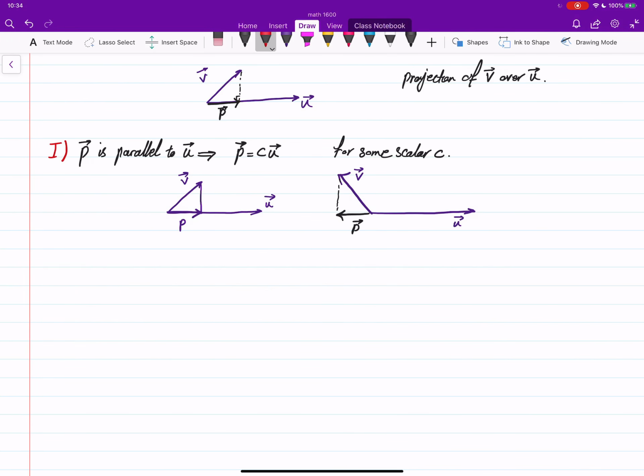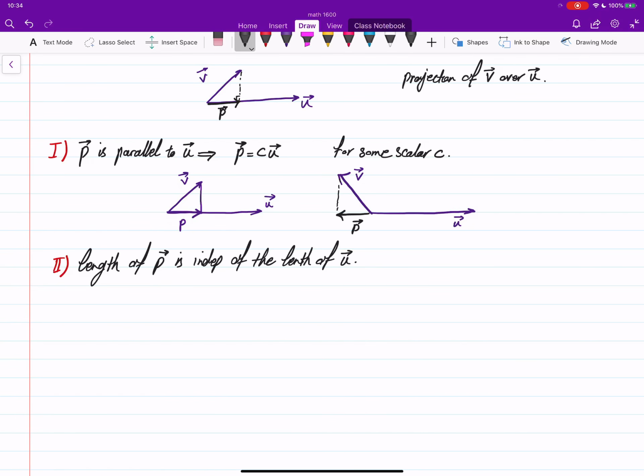So that is a good setup for now, at least. Now we know that it will be a multiple of u, and we have to find that multiple. What is that number? But we can go a little bit further, and I will write as the second remark that the length of p, or even p itself, is independent of the length of u.